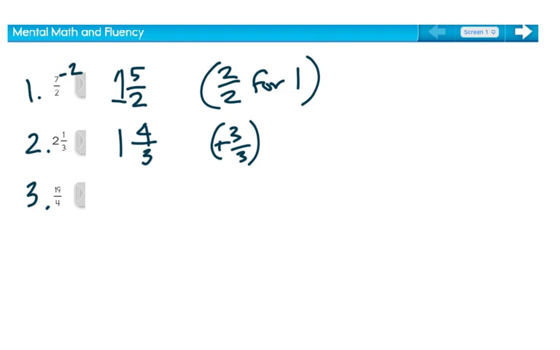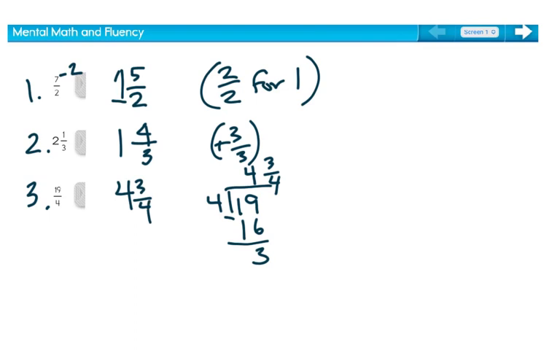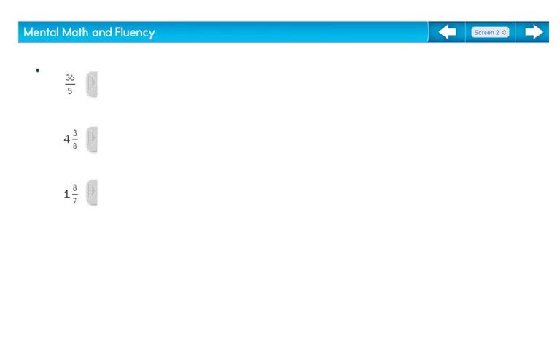Well, I could just turn this into a mixed number. Let's say, how many 4s are there in 19? Well, there's 4 with 3 left over. So 4 and 3/4 is another way to name that. All right, let me show you one more, and then you can do number 2 and 3.